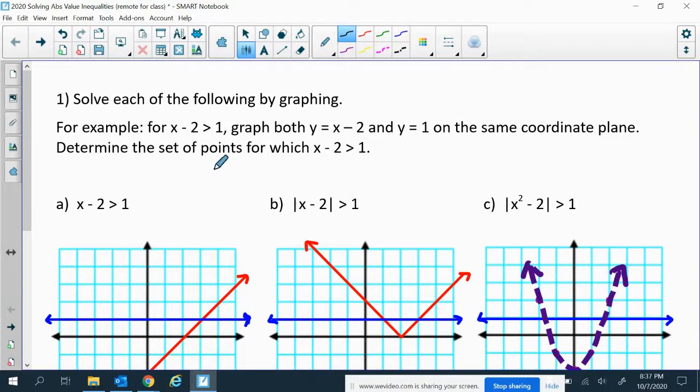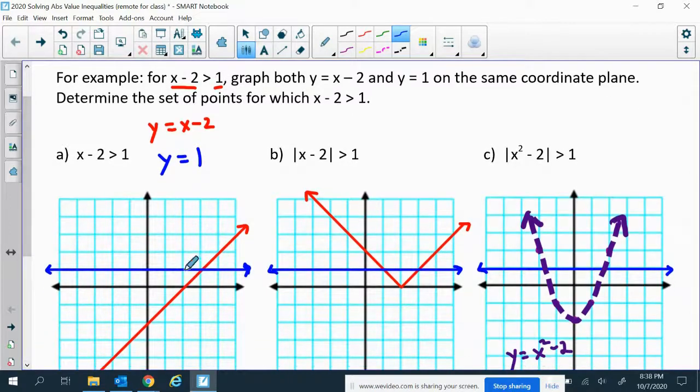This is about solving absolute value inequalities. We're going to solve each of the following by graphing. What it means to solve by graphing, well, there are a lot of different ways that you can solve by graphing, but what we mean right now is taking each side of this inequality and setting it equal to y. So we're going to graph y equals x minus 2 and y equals 1.